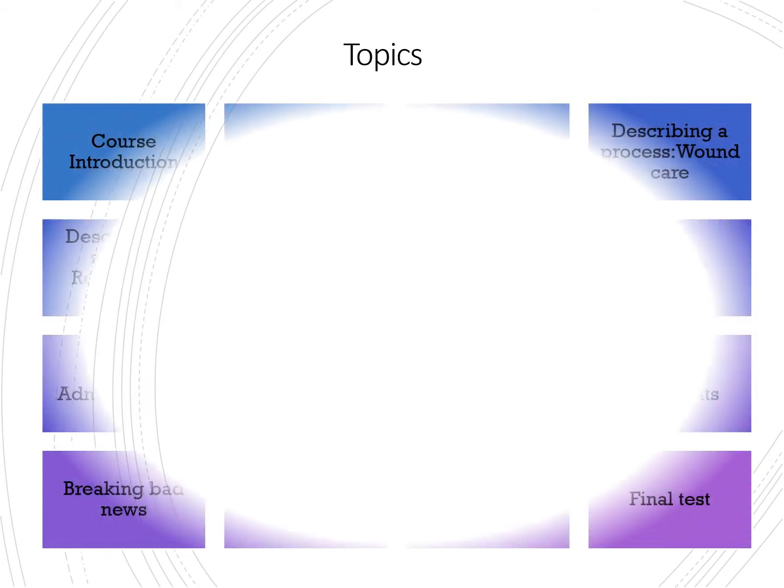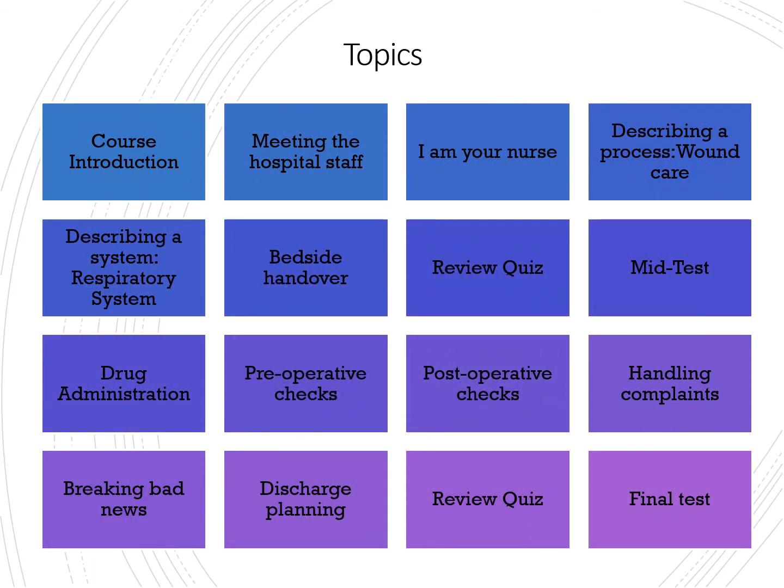Okay, these are the menus that we are going to have for the whole semester. In the first week, which is this week, we are going to discuss the course description. In the second week, the topic will be about meeting the hospital staff. And then the next one is about I am your nurse, followed by describing a process, for example, about wound care. And the next one will be about describing a system, for example, respiratory system. And then we would like to talk about the bedside handover.